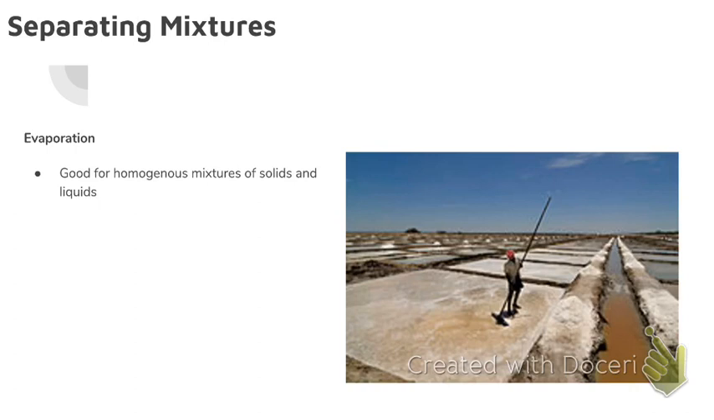Evaporation is another technique, especially for a homogeneous mixture of solids with liquids. Here, what they do is take seawater and spread out the seawater in thin layers. What happens is the water evaporates, and so the sea salt is left over. This is the way to separate the water from the salt or anything that's dissolved in water.